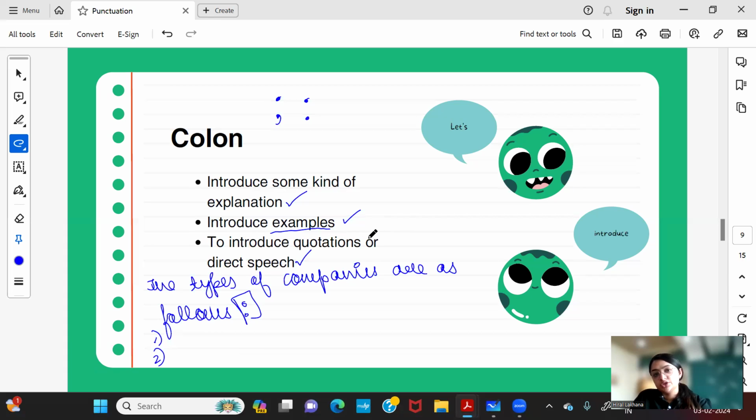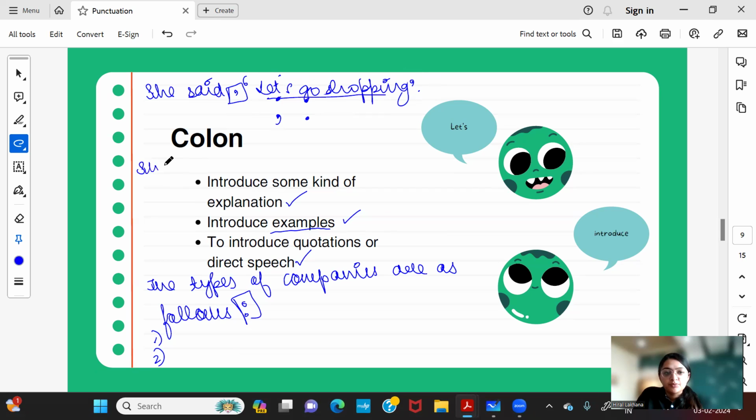So to introduce the quotations or a speech. So say for example, she said, let's go shopping. So here in this case, we have used a comma to begin a direct speech. Similar way, we can also use a colon. So we can say, she said: let's go shopping. So these are the cases in which colons are used.